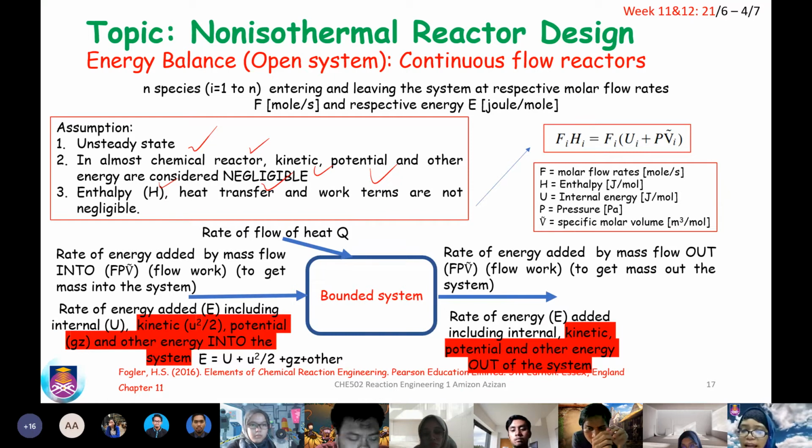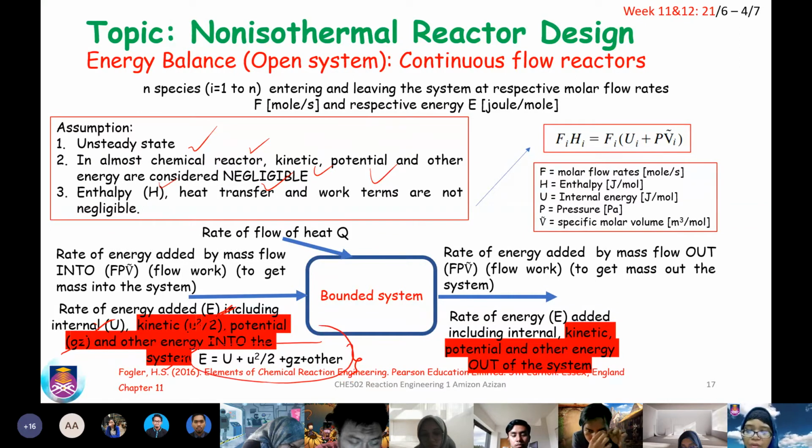Now it says that in writing the energy balance, we can assume that the kinetic, potential, and other energy, we have kinetic, we have internal, are considered to be negligible. So we are not going to consider that for both entering and also leaving. But we are considering the mass flow into, which is the workflow, and the workflow coming out from the system.